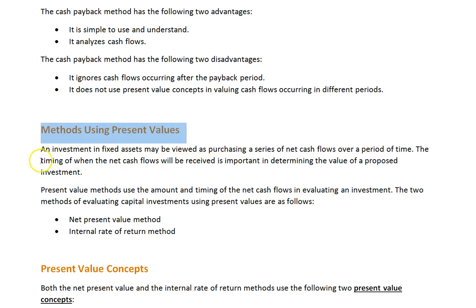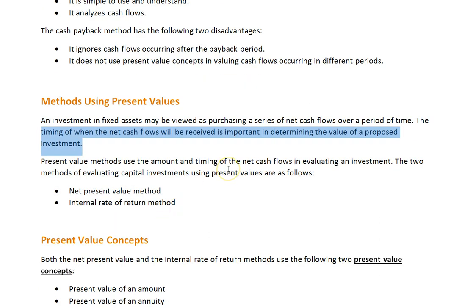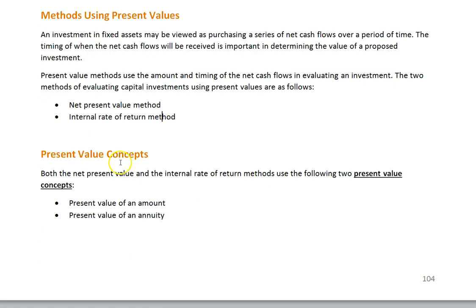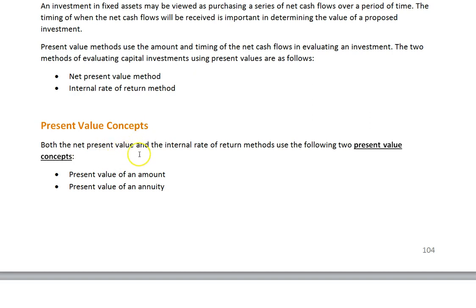So the timing of the cash flow is very important in determining the value of a project, not just how much cash it produces over time, but the timing of those cash flows, because there is such thing as a time value of money. Alright, so two methods: net present value, internal rate of return. Both of these use present value concepts. We're going to look at two different types of present value concepts, one for a single amount and then one for an annuity. Annuity is multiple equal payments, a series of equal payments over equal time periods.